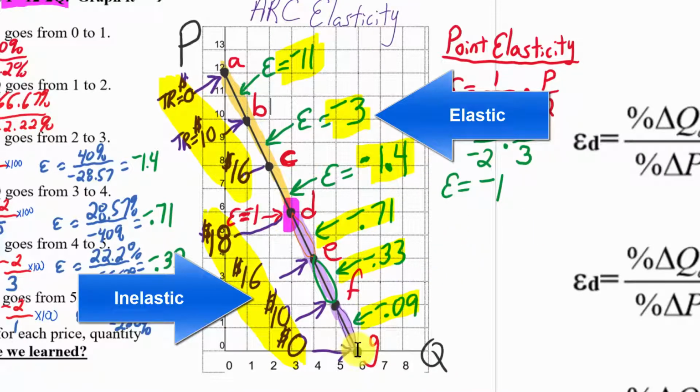So basically, if you're moving toward where the elasticity equals 1, if you're raising your price going toward the middle, your total revenue is going up. If you lower your price going down toward the middle, your total revenue is going up. Otherwise, your total revenue is going down. And that's what we call the total revenue test for elasticity. If you raise your price and your total revenue goes down, elastic. If you raise your price and your total revenue goes up, inelastic.